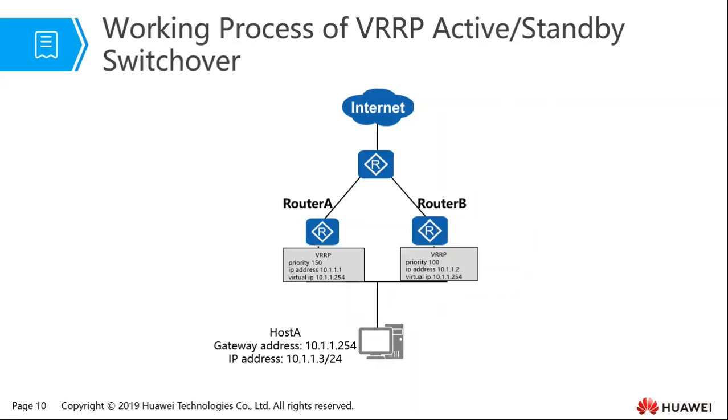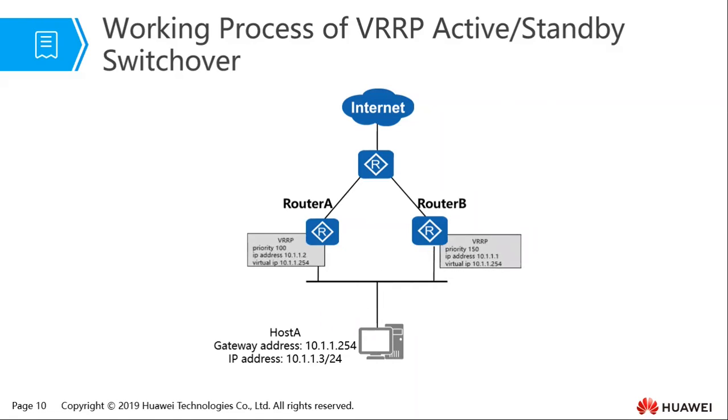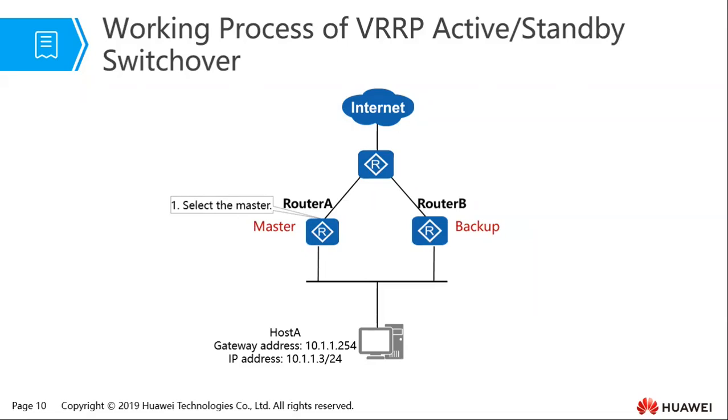So as you can see, initially, each router will send advertisement packets to the other router. So when you receive an advertisement packet that has a higher priority, then automatically you become backup. And the other router with the highest priority becomes the master. And as you can see, then traffic is going to flow via the master.